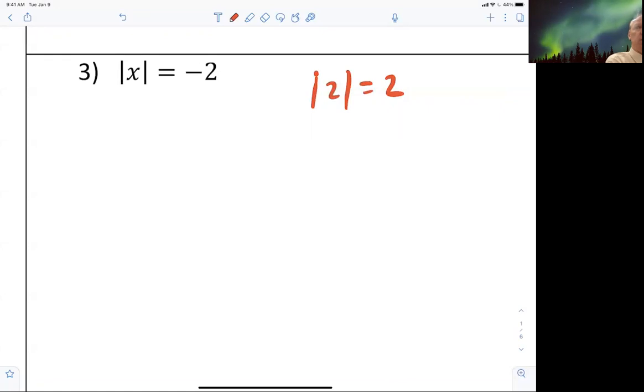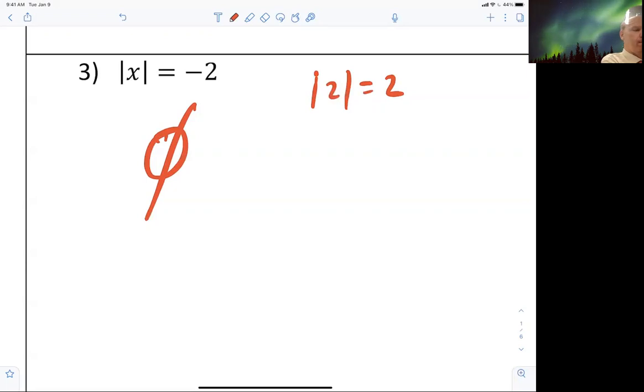Why is it no solution? Because the absolute value of a number is always positive. So can an absolute value equal a negative? No, because distance can't be negative. Distance cannot be negative. So whenever you say an absolute value is equal to a negative, you're happy because now it's just what? No solution. All right, it's no solution.